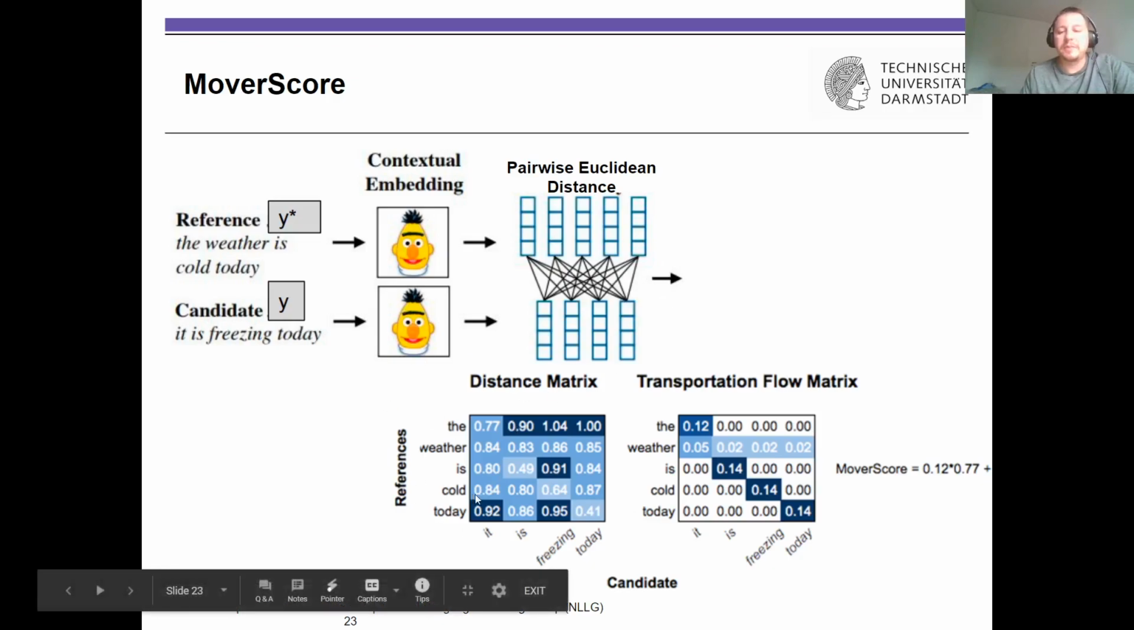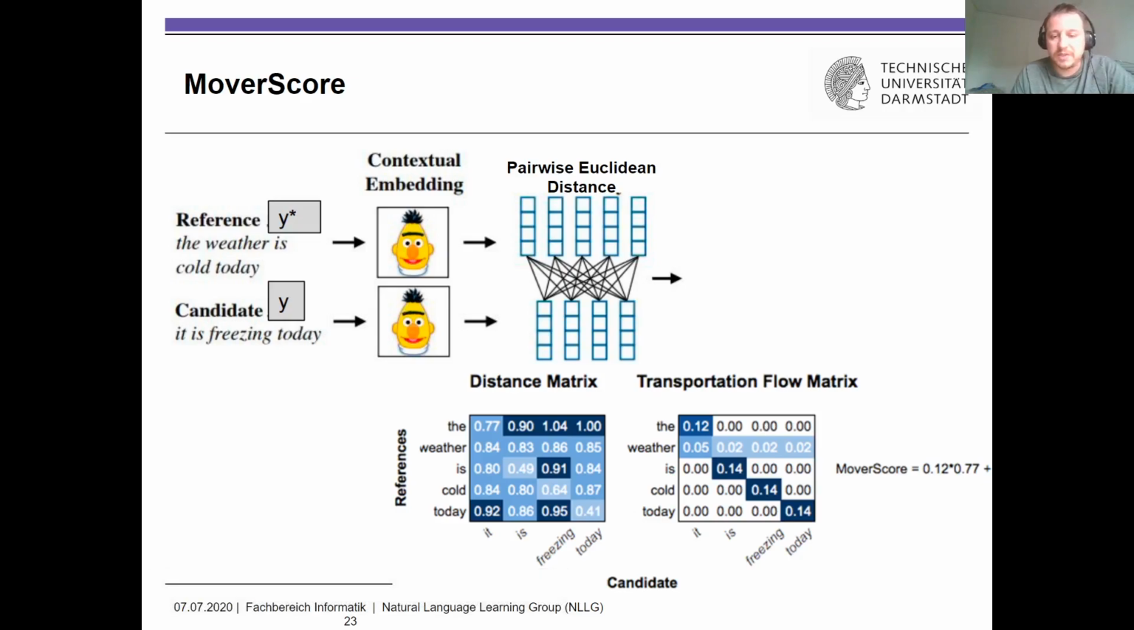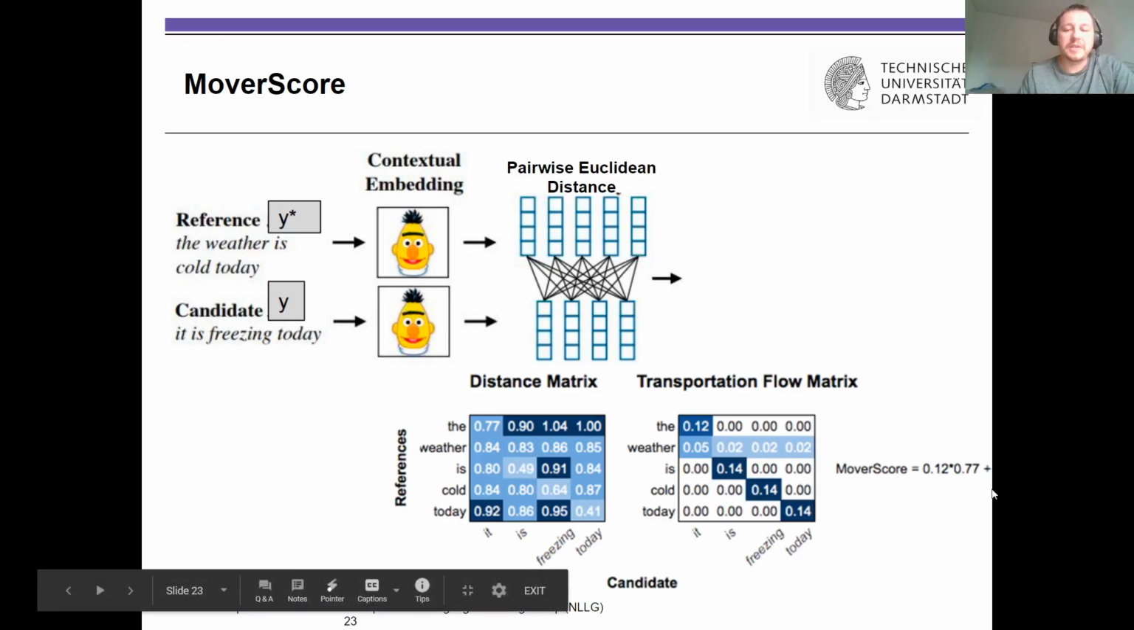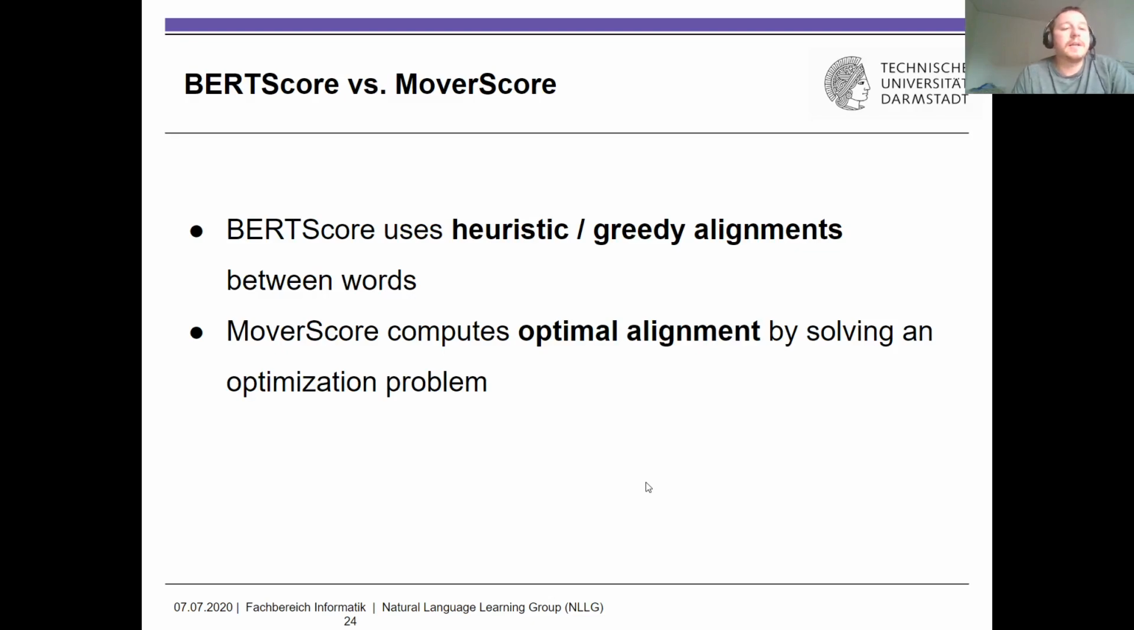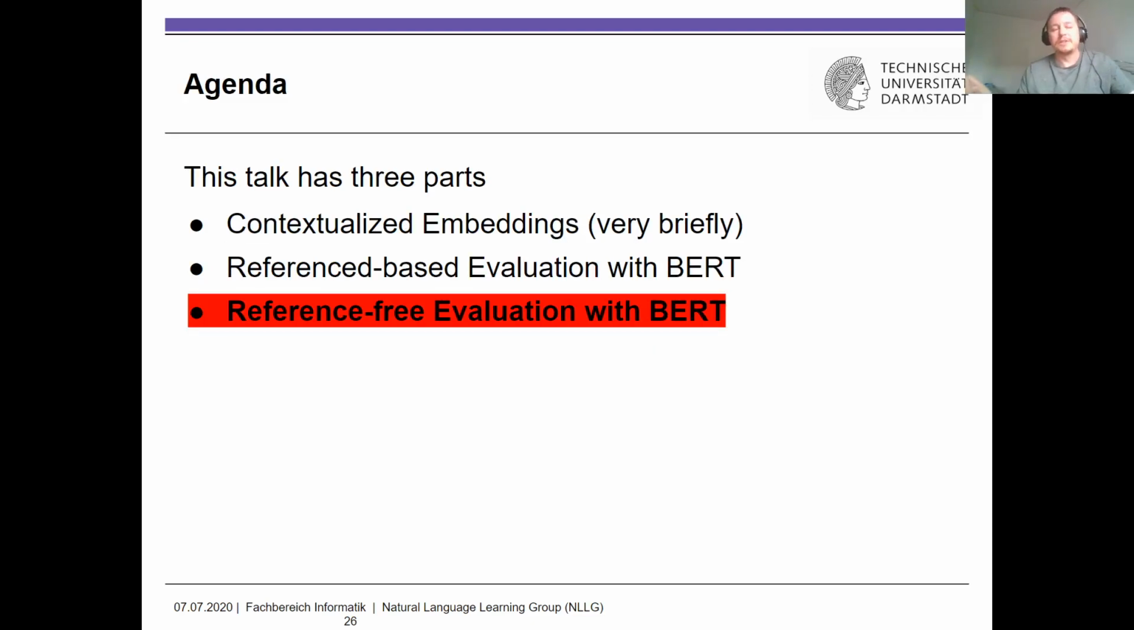So we get our distance matrix, and in addition we get this transportation cost matrix, which says how much effort it takes to transport the different words one into another. And then we take those two ingredients, we sum them up, and we get our earth mover distance. So to sum up, the difference between BERT score and mover score is that BERT score is more heuristic. It uses this heuristic or greedy alignment, whereas mover score computes an optimal alignment by solving an optimization problem. Good. So these are the first two parts.